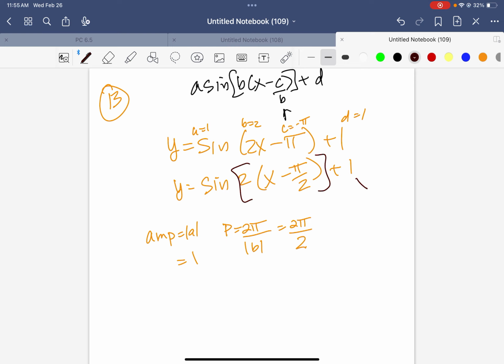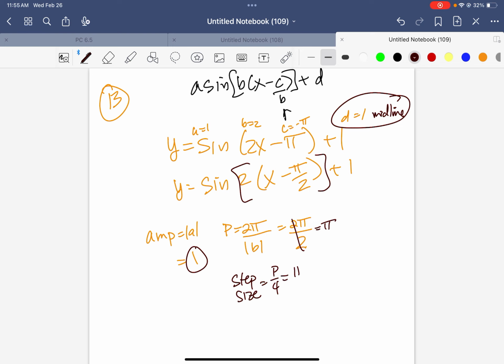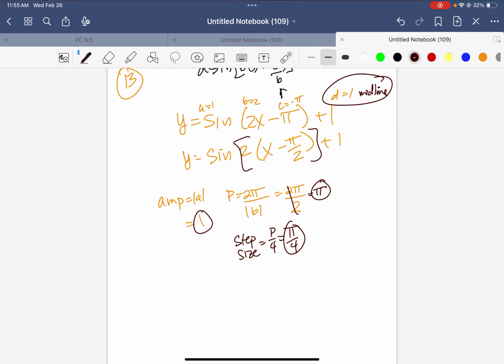So notice that this D equal to 1, that is your midline. So our midline is going to be at 1. Our amplitude is 1. Our period is pi. So that means that our step size is going to be period divided by 4. So it's pi divided by 4. Okay, so I've got my period, my step size, my midline. I think I'm ready to go.